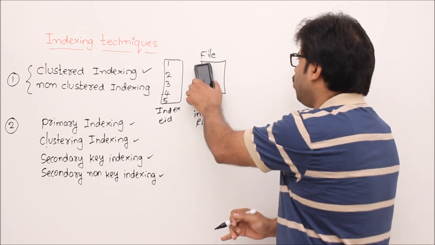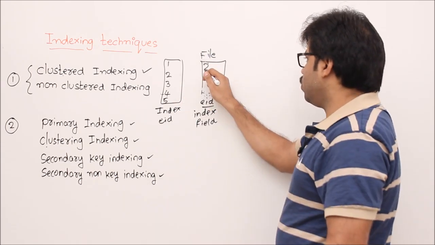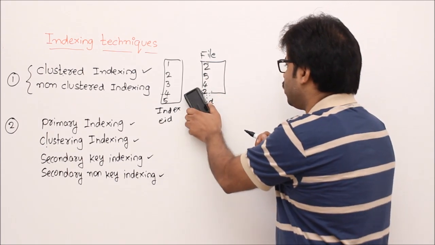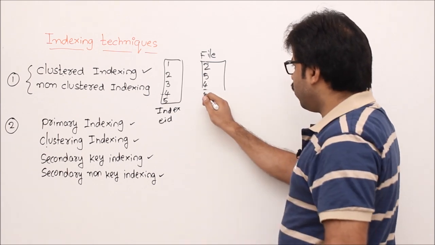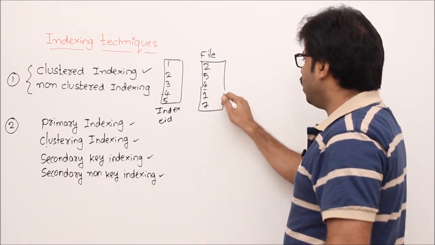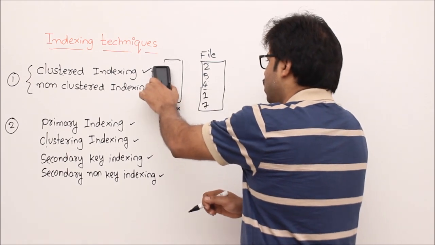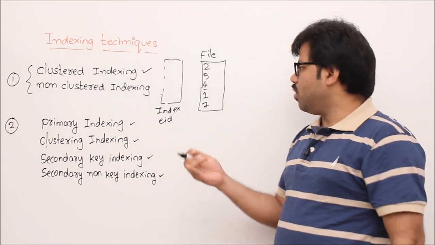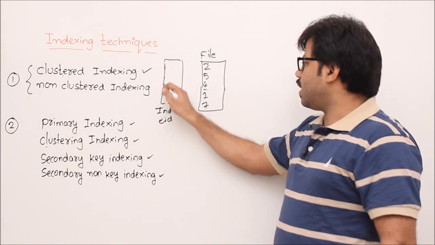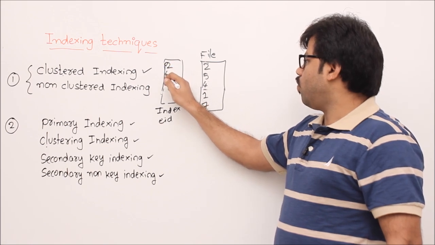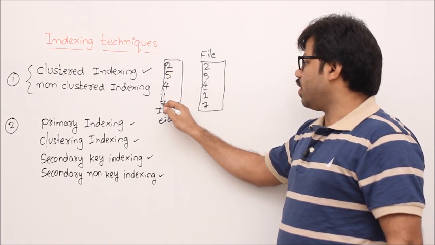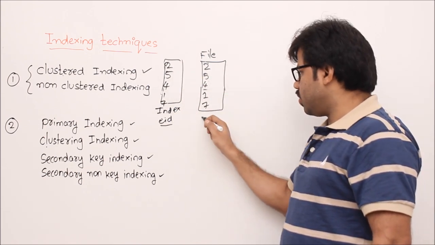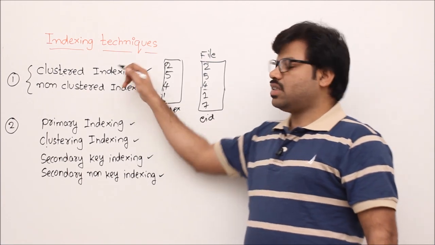And one more thing. Let's say your data is like this: 2, 5, 4, something, 1, something, 7. Now let's say somehow you created some weird index. Most of the time your index will be ordered, but it is not compulsory. What if your index is like this: 5, 2, 5, 4, 1, 7? Here your index order and your file order on employee ID are the same, correct? Then we say that it is clustered indexing.